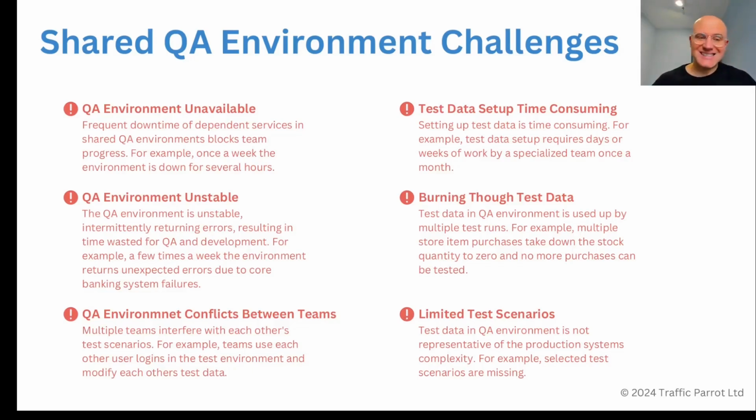The environment is unstable. For example, a few times a week the environment returns unexpected errors due to core banking system failures. Environment conflicts between teams. So teams use each other's logins in the test environment and modify each other's test data, stepping on each other's toes.